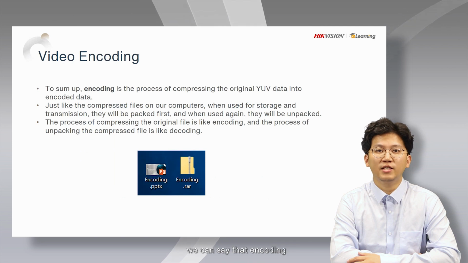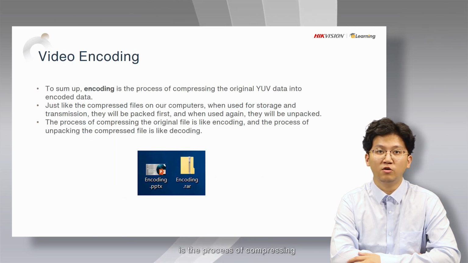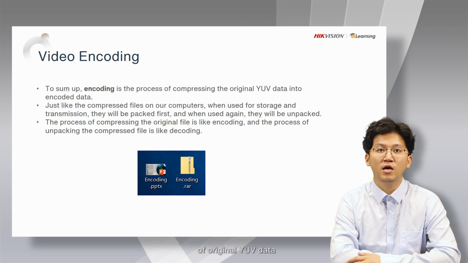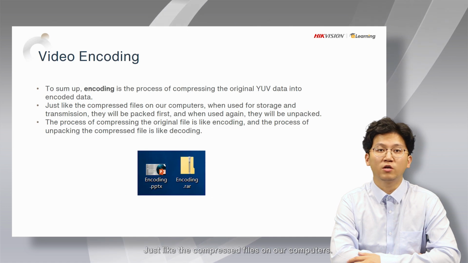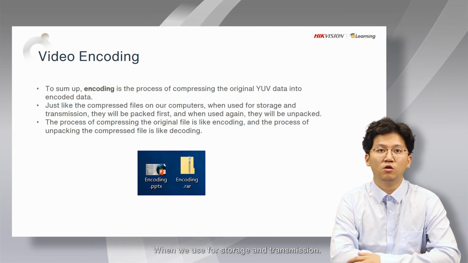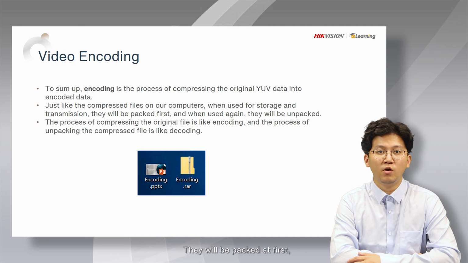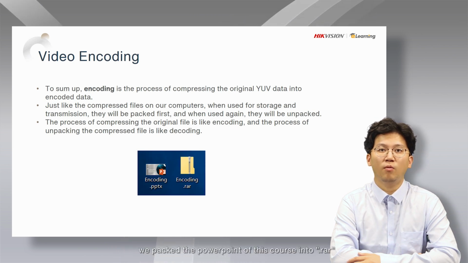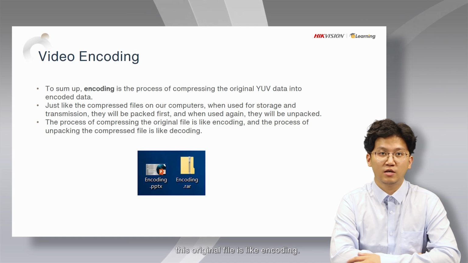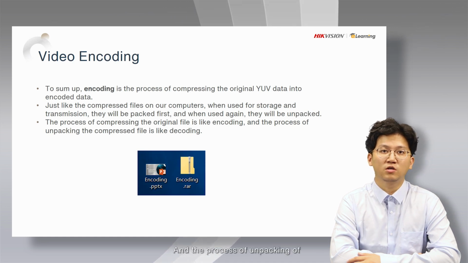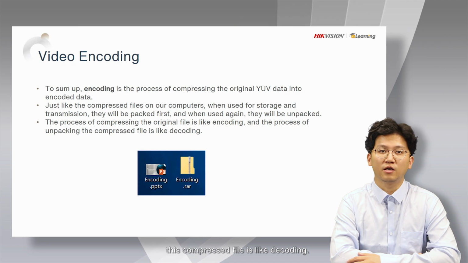So to sum up, encoding is the process of converting original YUV data into encoded data, just like the compressed file on our computers, right? When we use it for storage and transmission, it will be packed first, then when we use it again, it will be unpacked. Like the picture shows, we pack the PowerPoint of this course into a .rar format. The process of compressing the original file is like encoding, and the process of unpacking the compressed file is like decoding.